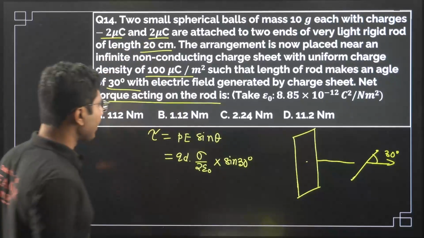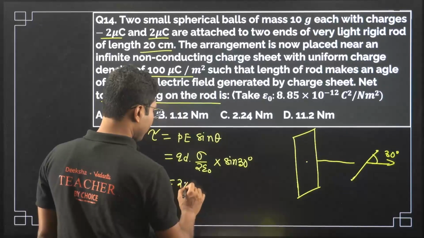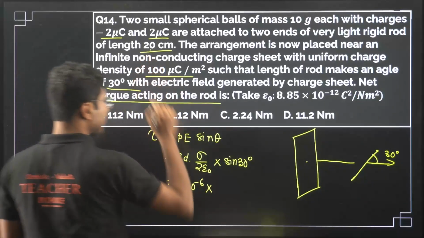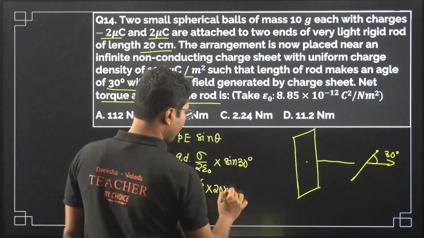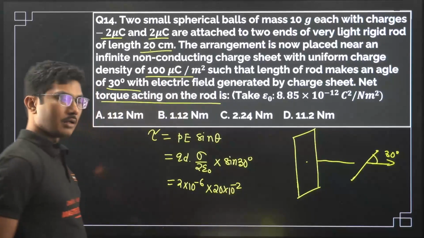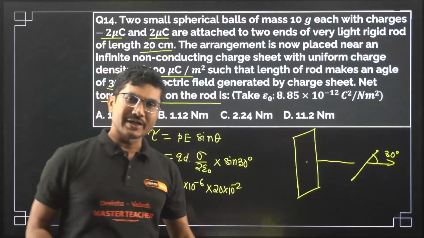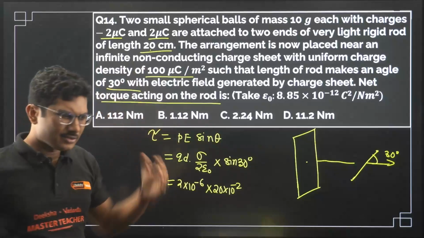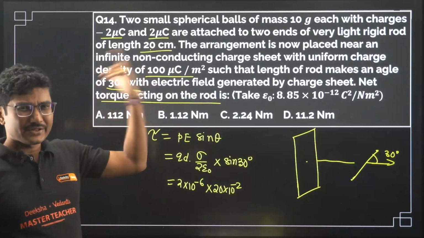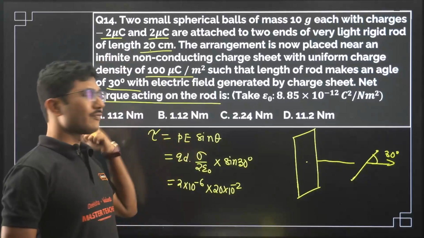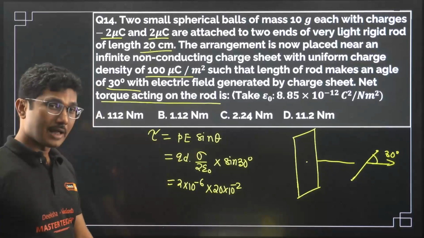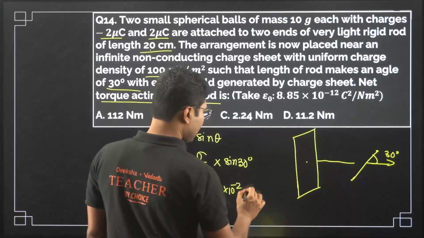So charge is 2 microcoulomb. 2 micro means 2 into 10 to the power of minus 6. Distance between them is 20 centimeter. So 20 into 10 to the power of minus 2. Right, now why have they not mentioned it as a dipole? Because the distance is slightly bigger. 20 centimeter is not a small distance, so that's why by definition you cannot call it a dipole, but by formula you can still apply the dipole torque formula. Okay, that is the beauty.